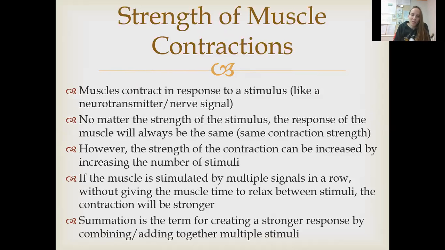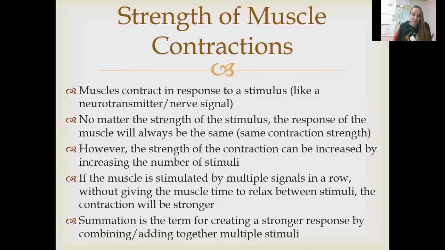Muscles contract in response to a stimulus, like a nerve signal being sent from your motor neurons to that muscle, telling the muscle to contract. And it doesn't matter what the strength of the stimulus is, the muscle will always respond the same way to every stimulus. However, you can obviously have stronger contractions. So I can just lightly flex my bicep, or I can really strongly flex my bicep. So I can control how much that muscle is contracted.